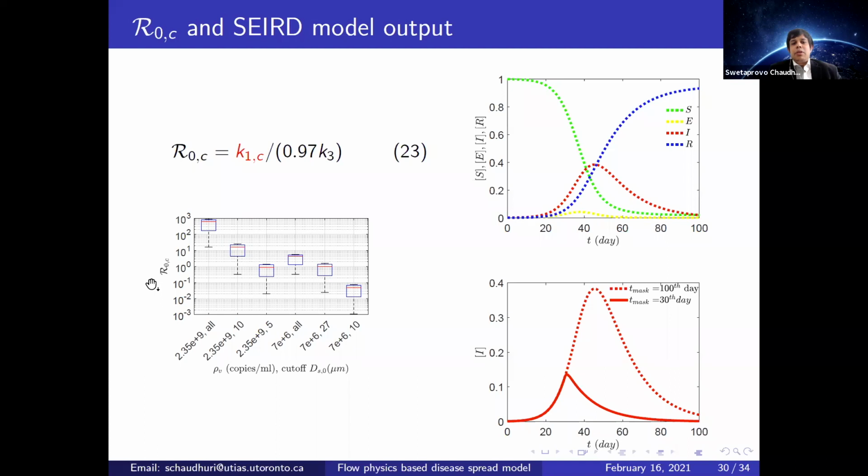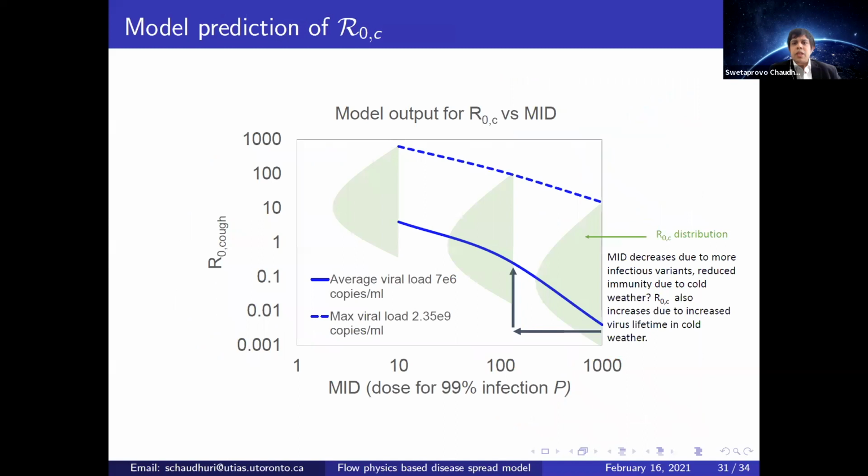And then we can find out the basic reproduction numbers if we cut off the droplets at different sizes. That is, if we can prevent ejection of droplets at certain sizes, what would be the basic reproduction number, and how does it vary with the different viral load? Okay, so we can clearly see that the average viral load is somewhere here, whereas with the largest viral load, it can really go off the charts. And how does this reflect?